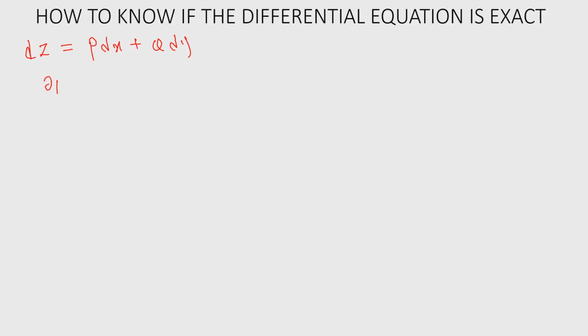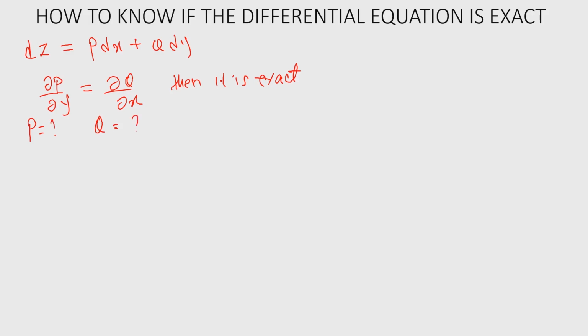The differential of P with respect to y, if it is equal to the differential of Q with respect to x, then it is exact. Which means that when you differentiate P with respect to y and you differentiate Q with respect to x and they give you the same thing, the equation is exact. But the question is, how do you know your P and how do you know your Q?